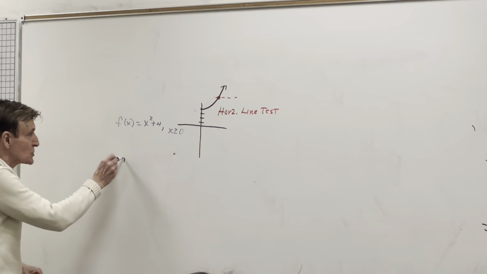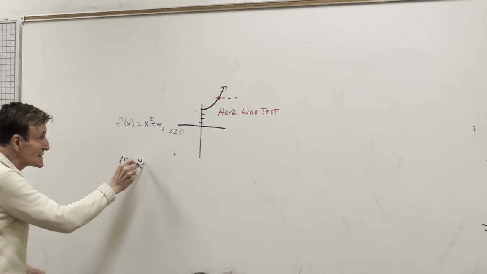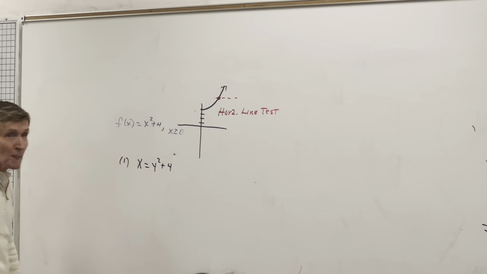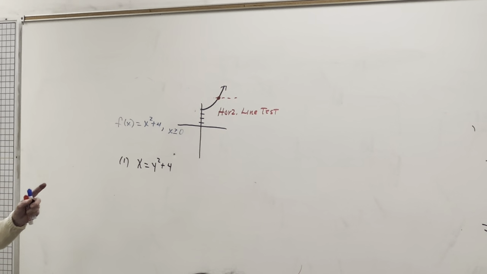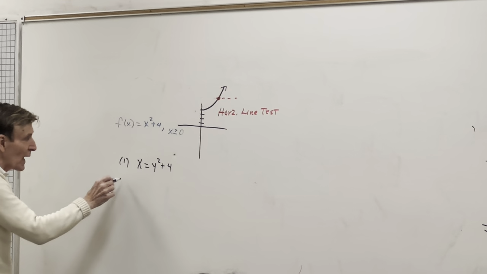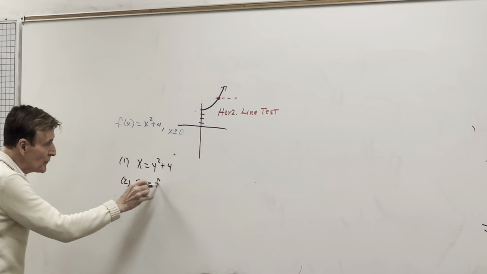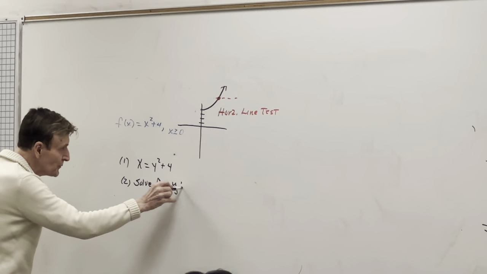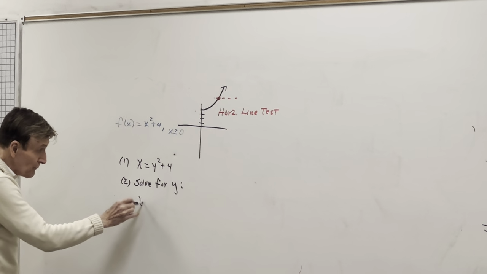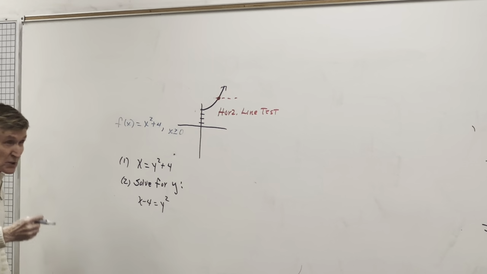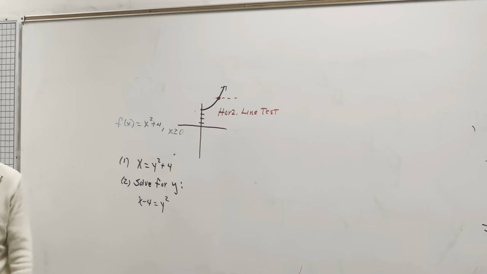Number 1, interchange. Let's make this x and y here. Just interchange x, y. Easy enough. Step 2, solve for y. Only 2 steps. Now this one you've got to be careful. To solve for y, just move that 4 over. Now can anyone suggest what I would do now to get y by itself? Square root. Square root. Here we go.